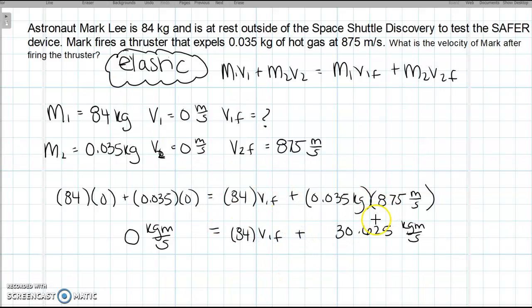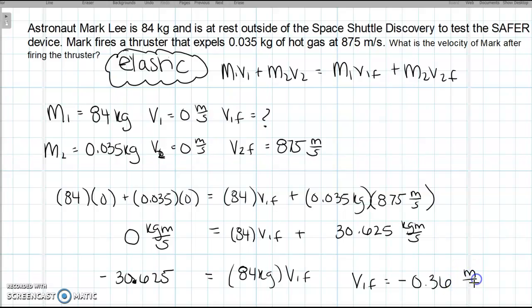And the way that we can do that is saying that this is all stemming from the conservation of momentum. So whatever we are starting with, we need to end with. And again, it's about the products of those things. So we can subtract this from either side. So we can get negative 30.625. Sorry, my pen jumped there a little bit. So negative 30.625 is equal to 84 kilograms times v1 final. And you should get a final velocity equal to negative 0.36 meters per second.